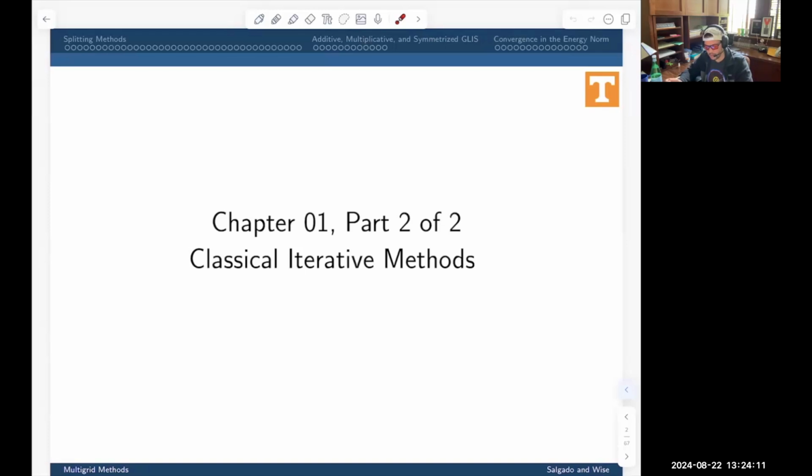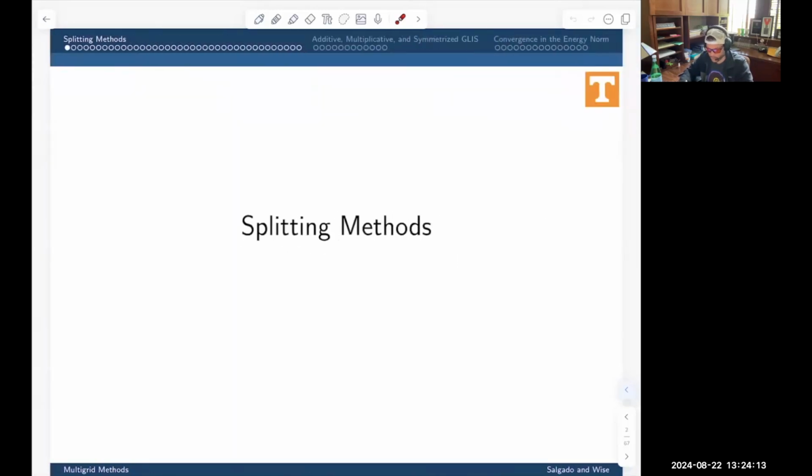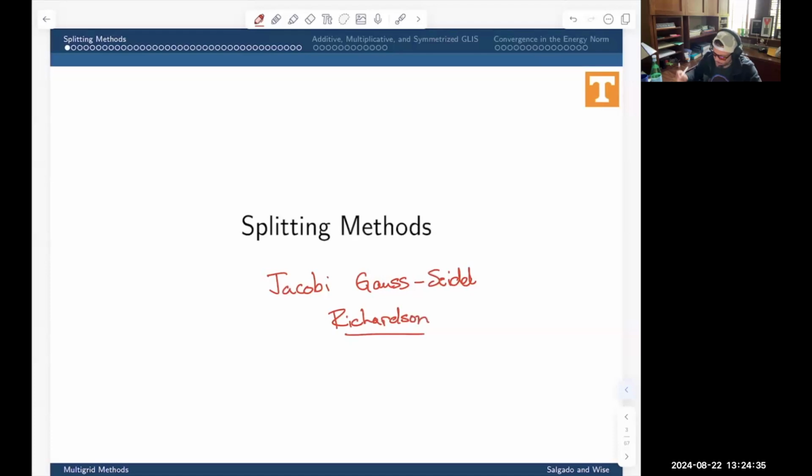Well, what we're going to talk about in this section of splitting methods are kind of the big three. But I want to talk not just about the big three, but also about some variants. So the big three are Jacobi, Gauss-Seidel, and Richardson. All right, so the big three are there. But I'm also going to discuss two different flavors of the Gauss-Seidel method, the forward Gauss-Seidel, and also something that you may not have seen before called the backward Gauss-Seidel.